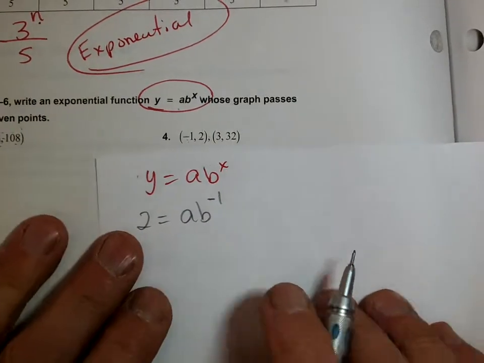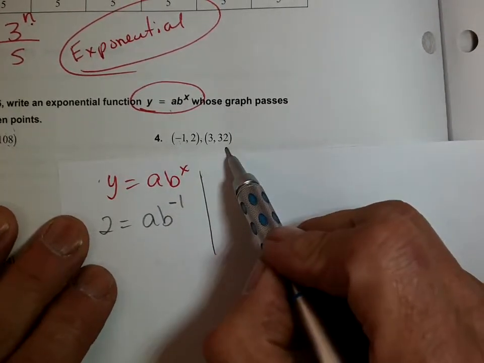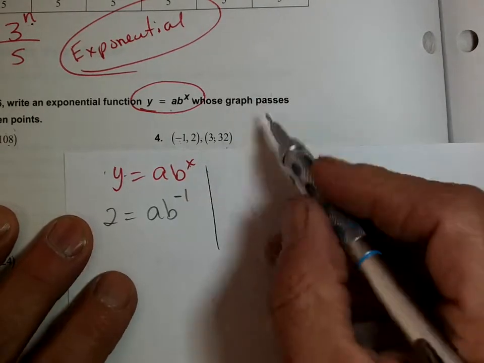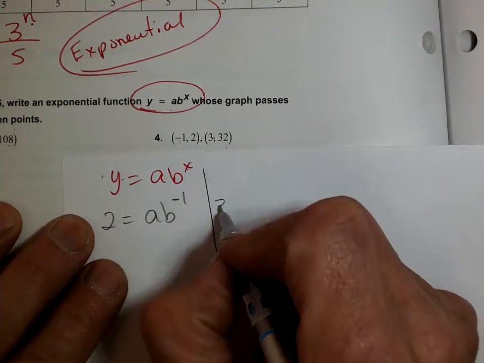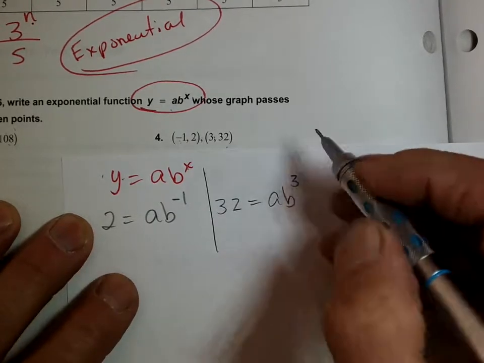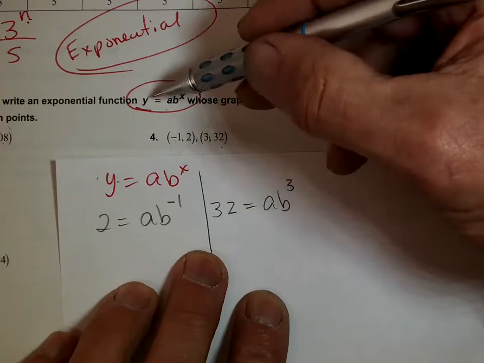I got the first equation made. The second equation is made from the other point. 32 goes in for the y, and the 3 goes in for the x. So I'm going to rewrite this as 32 equals ab to the 3rd power, okay? The 3 goes in for the x, and the 32 goes in for the y, okay?